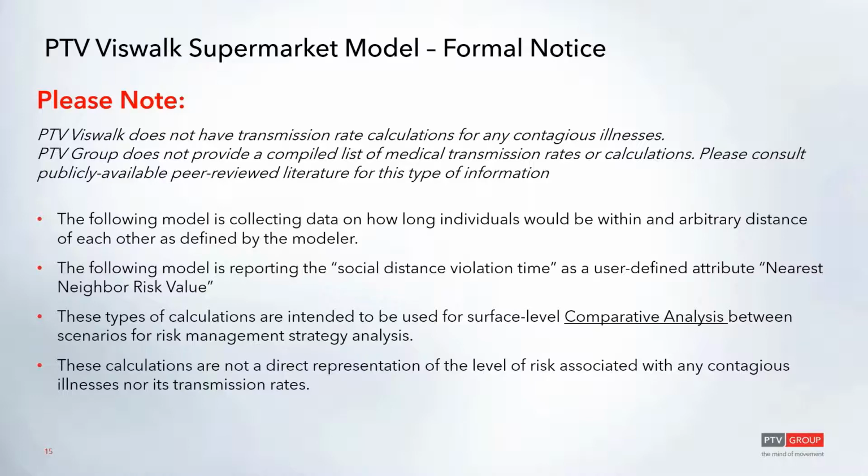The key here is that we're going to be using this as a surface level comparative analysis to see, okay, what kind of operational strategies can we implement that will both optimize the capacity of our facility while minimizing the risk that people are taking while using our facilities, right? So we're going to be looking at something called nearest neighbor risk value, which is just talking about how much time people have spent within a certain proximity of each other. We're going to be using 1.5 meters as the minimum distance, and then 2 meters as a kind of boundary condition.